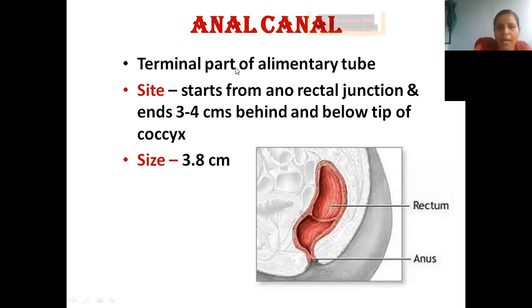So when you talk about the anal canal, it is the terminal part of the alimentary tube. Okay, this whole thing is rectum and this is anal canal. So this is the anorectal junction and it ends 3 to 4 centimeters behind and below the tip of the coccyx. See, this is the sacrum bone and this is the coccyx bone. If you measure from here, it is 3 to 4 centimeters behind and below the tip of the coccyx. The size of the anal canal is 3.8 centimeters. That means this much only, from here till here.